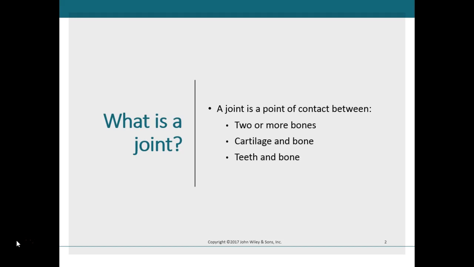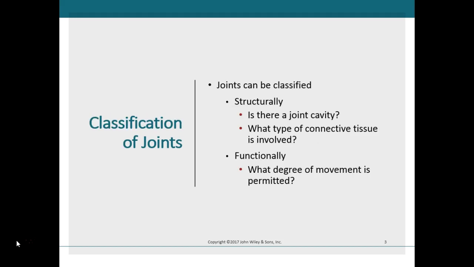So a joint, which you may also call an articulation or an arthrosis, is a point of contact between two or more bones, or between cartilage and bones, or between teeth and bones. The study of joints is called arthrology, and the study of the movement of joints is called kinesiology.